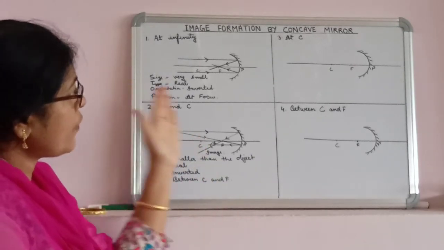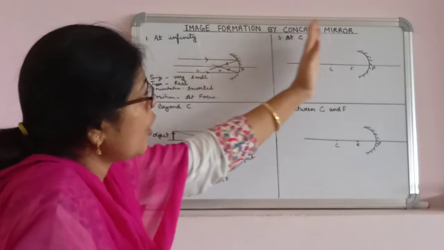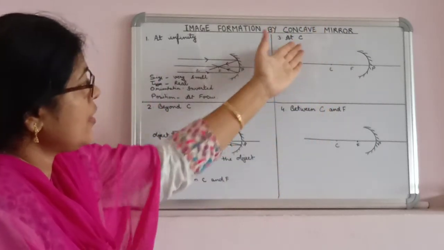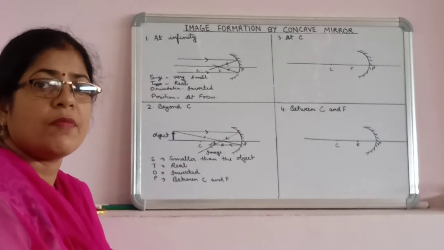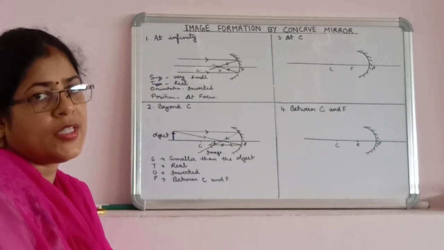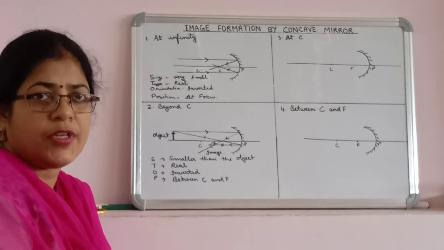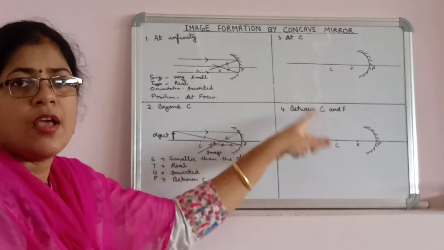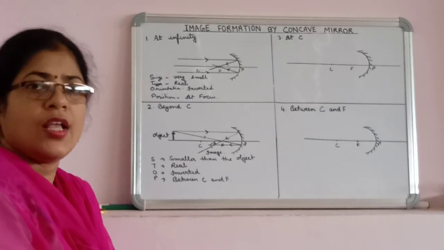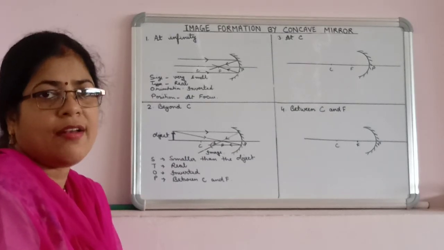And when we are shifting the object again closer to the mirror, you can see in the third and fourth cases that we can have the image of some different nature. So we'll see all these in the next video. Till then, you just try to make the images for these two cases. Otherwise, we'll discuss it in our next video.